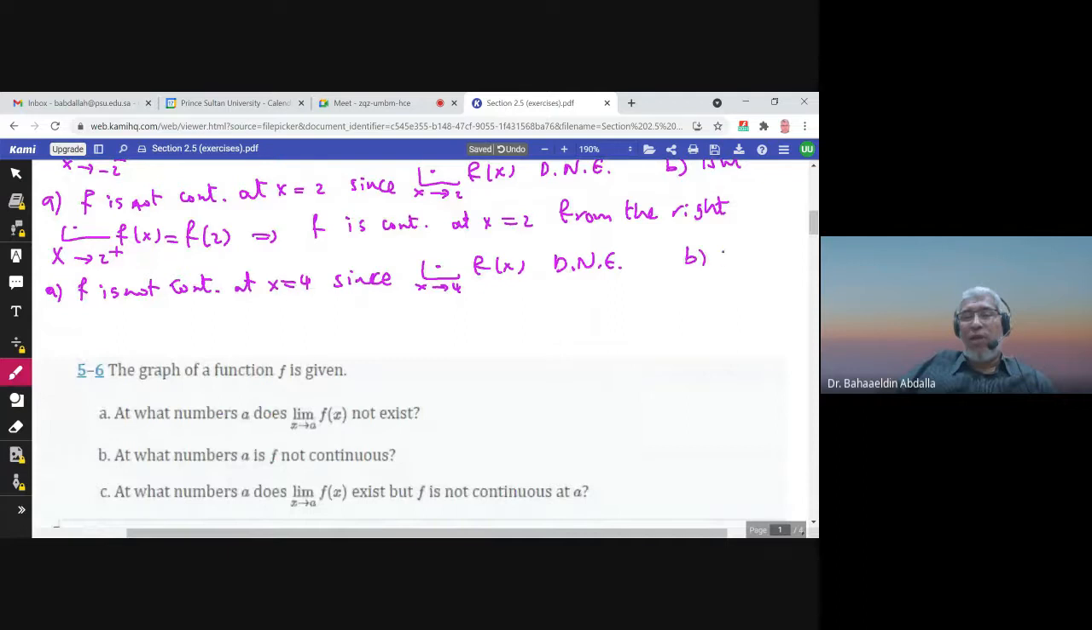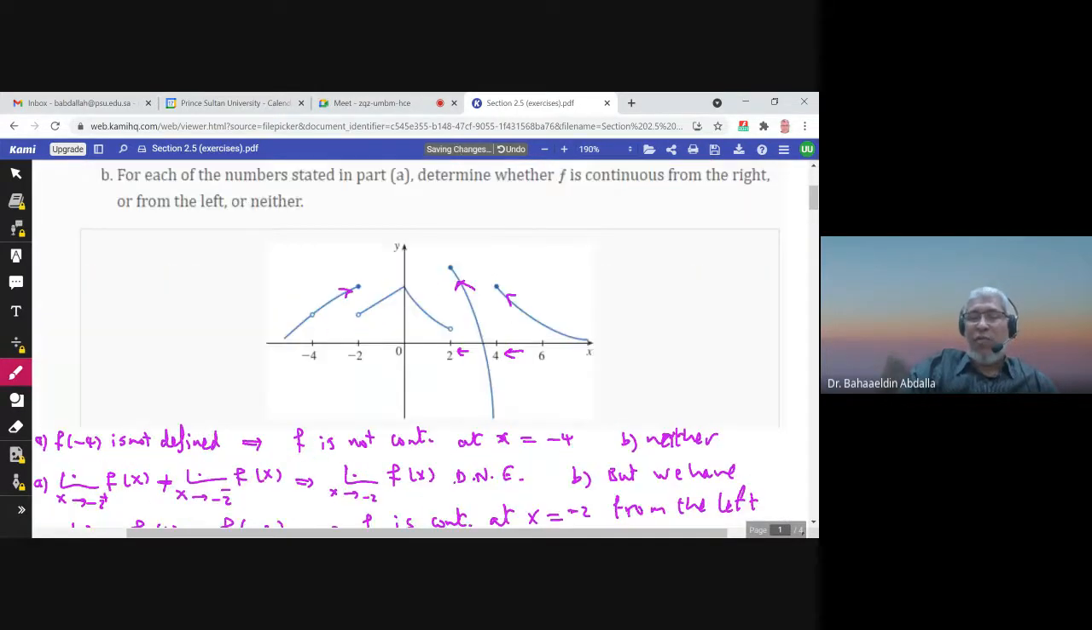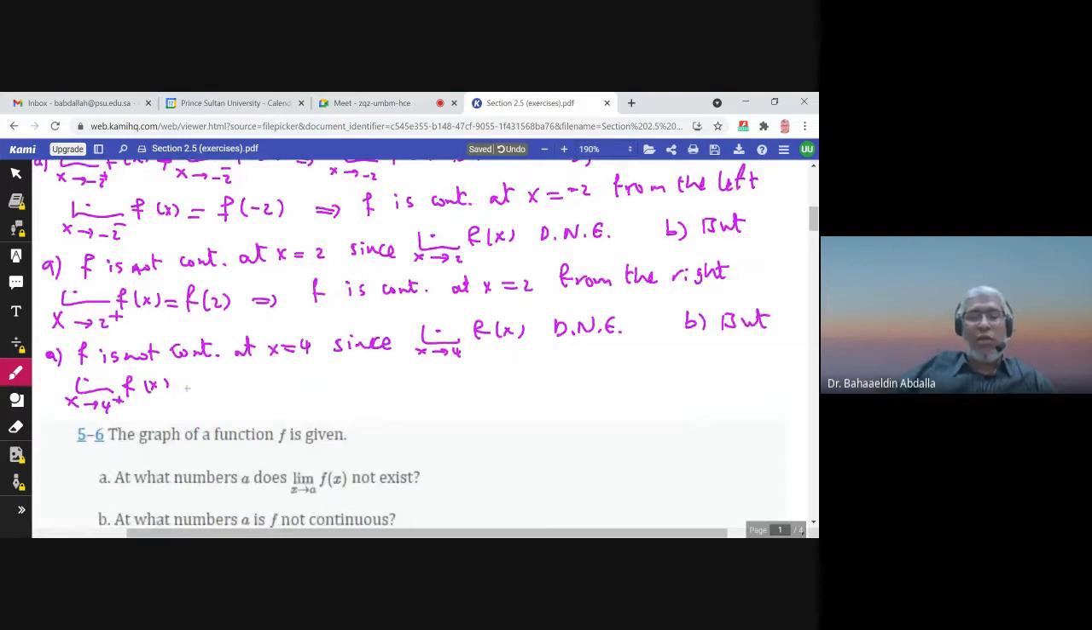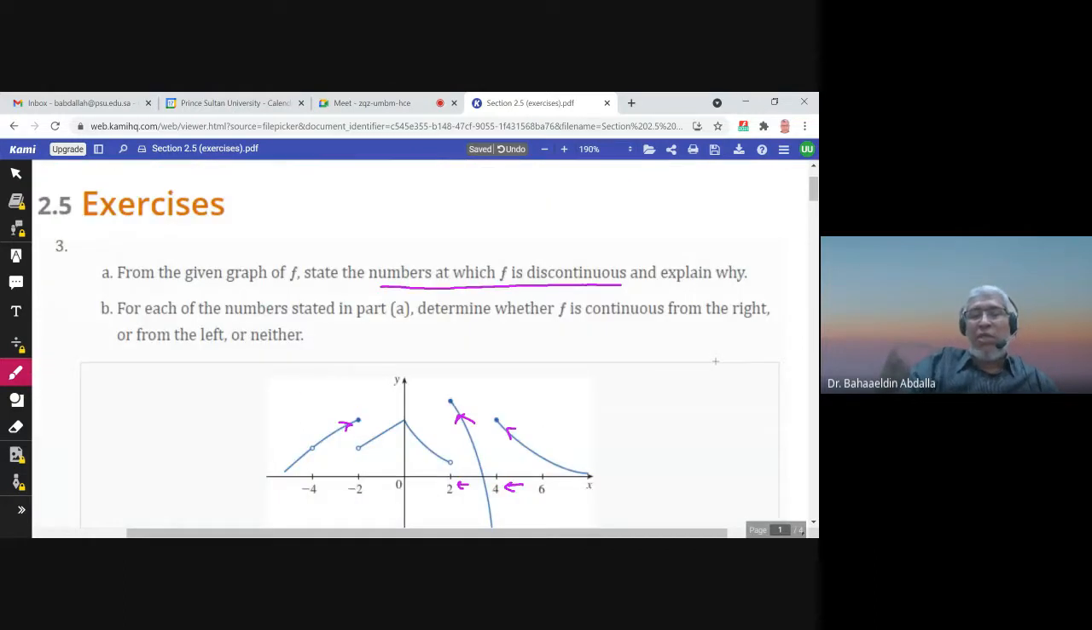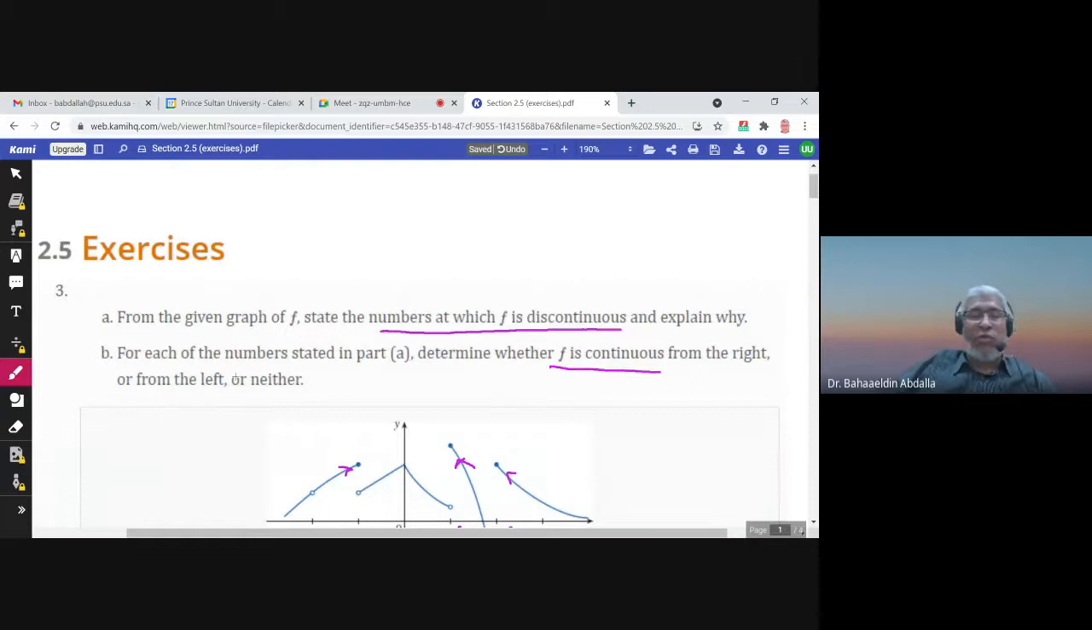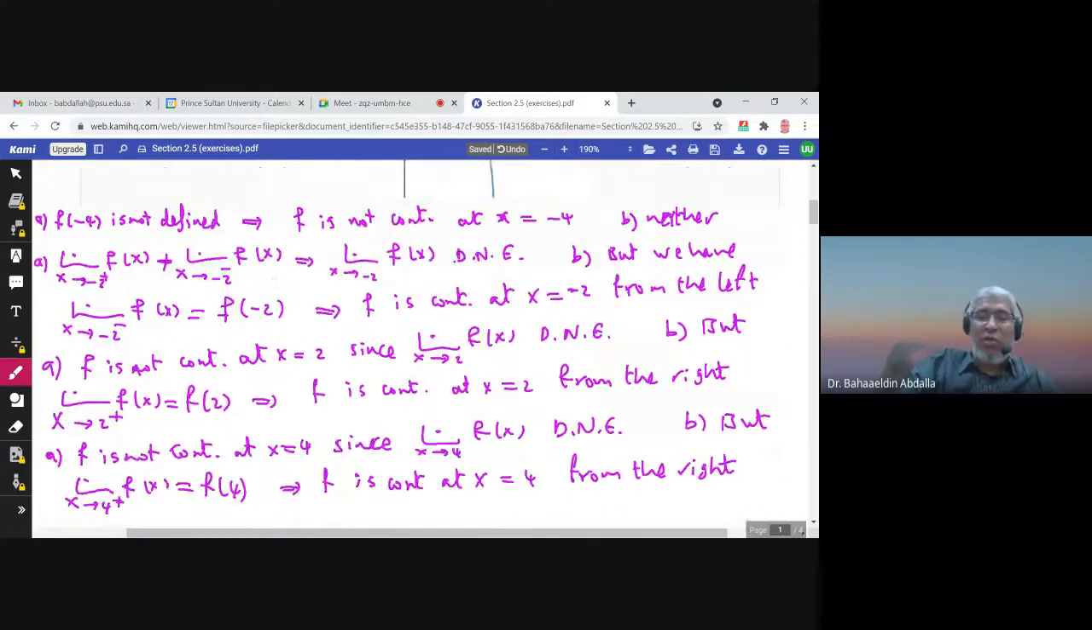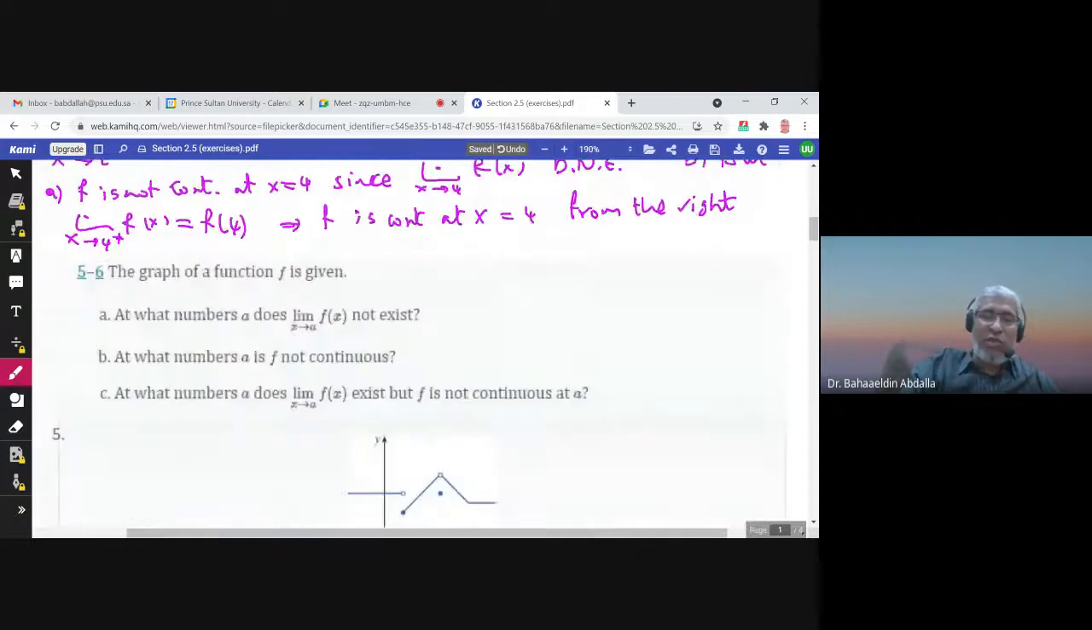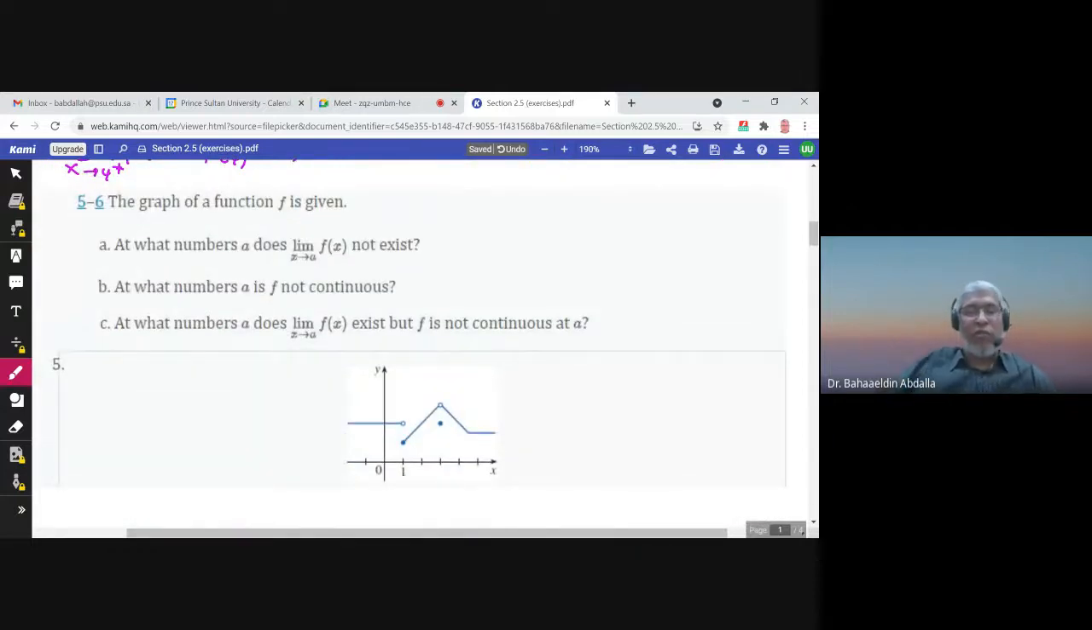But for part B, the limit of f of x when x approaches 4 from the right, okay, from the right, equals what? Equals f of 4. And this means that f is continuous at x equals 4 from the right. Okay, and that's here: determine f is continuous from the right or from the left. So we found all the numbers and we discussed the continuity from the right and from the left for each one of them.